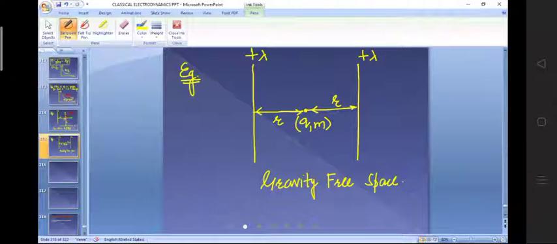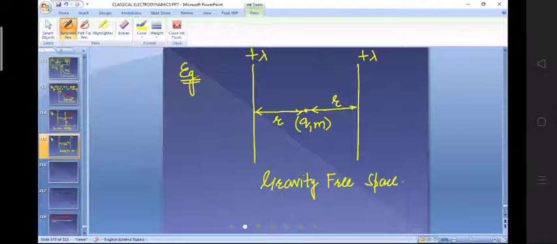Now the next question is: is this charged particle in stable equilibrium or unstable equilibrium? Obviously it's in stable equilibrium. Stable equilibrium implies that suppose you displace the charged particle towards the right. Now there will be a net force on the charged particle, and that net force will be towards the point of equilibrium. That force will tend to bring the charged particle back to the equilibrium position.